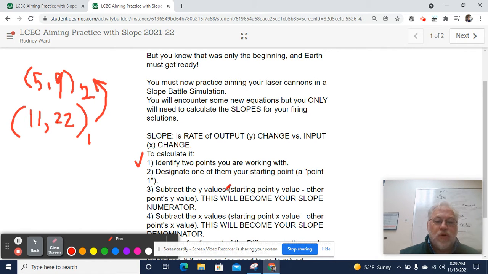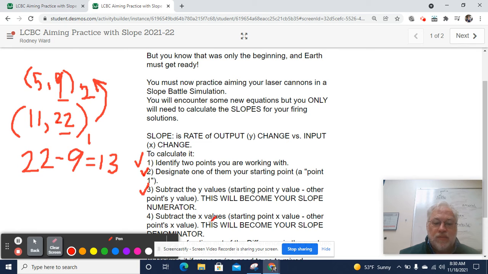So the third part, I'm going to subtract the y values. This is y, and this is y. So I'm going to say 22, the y value from point 1, minus 9. The answer for a subtraction problem is a difference. So 22 minus 9 is 13. Step 2 is done, and step 3 is done.